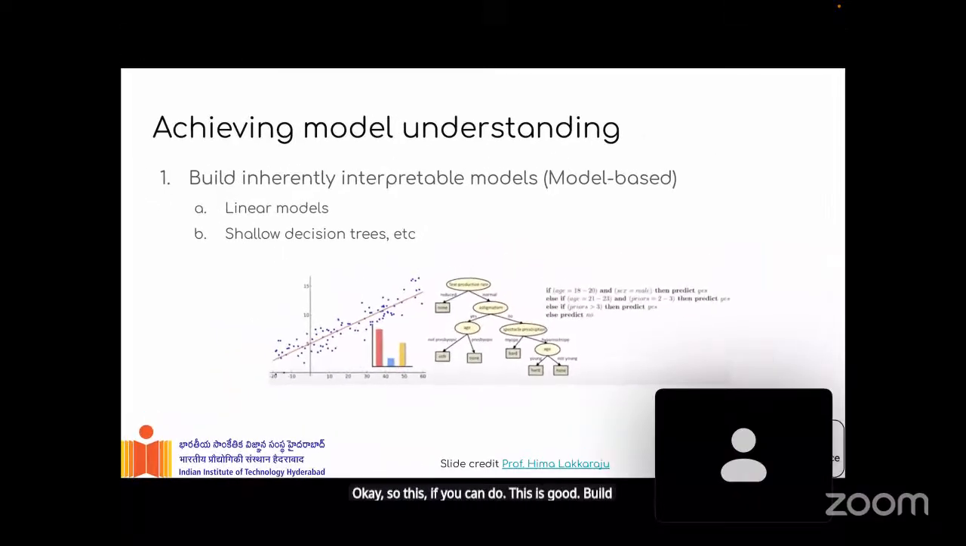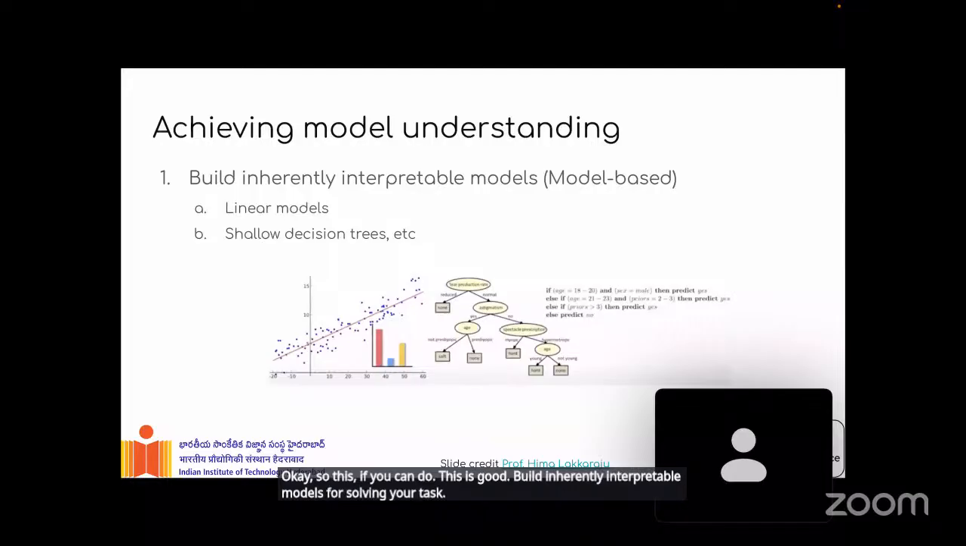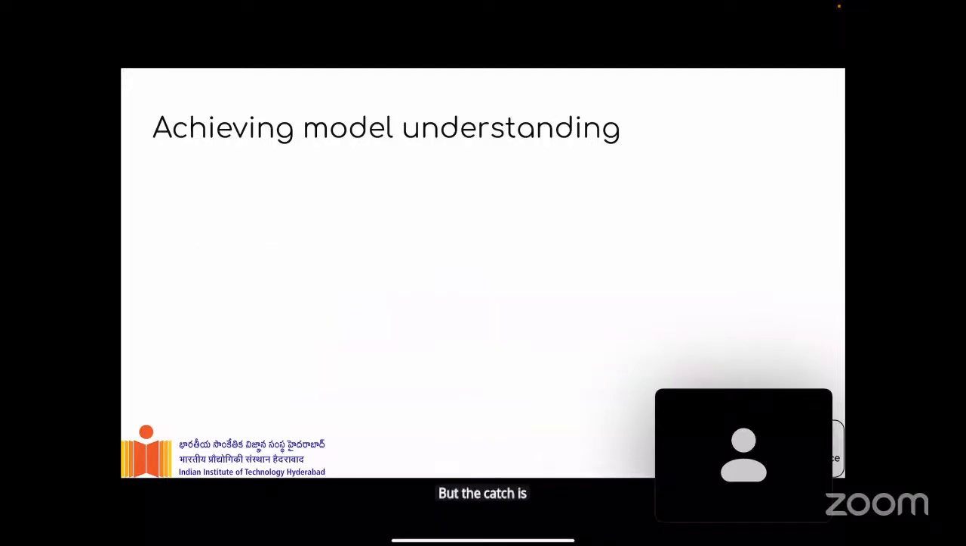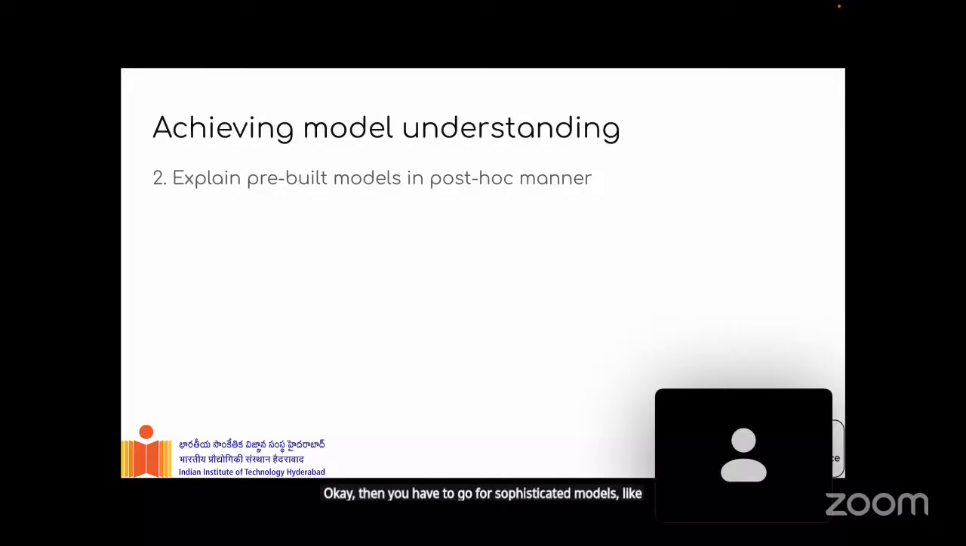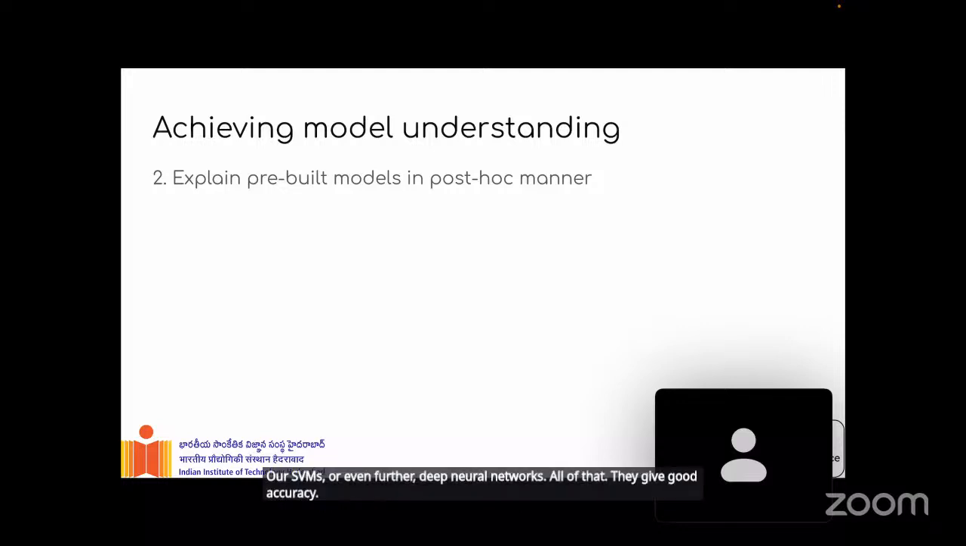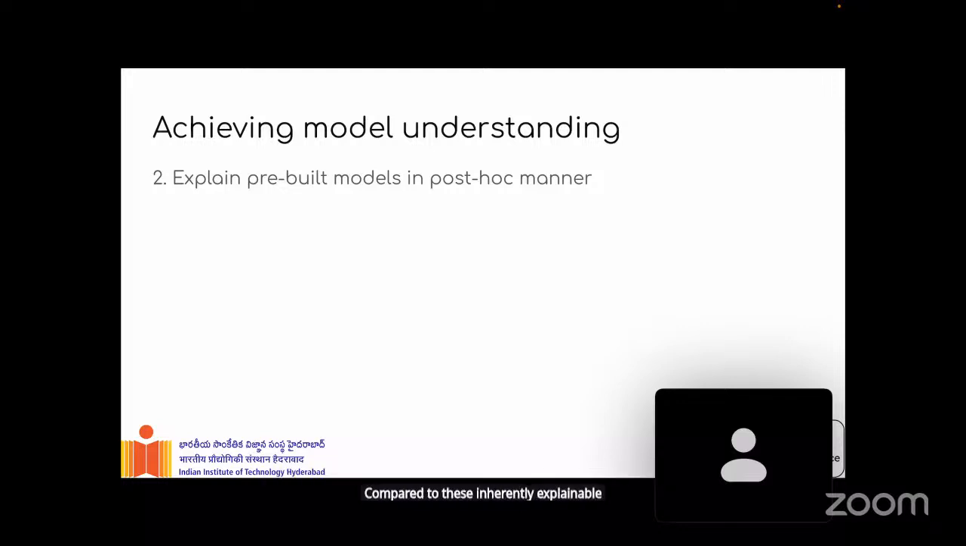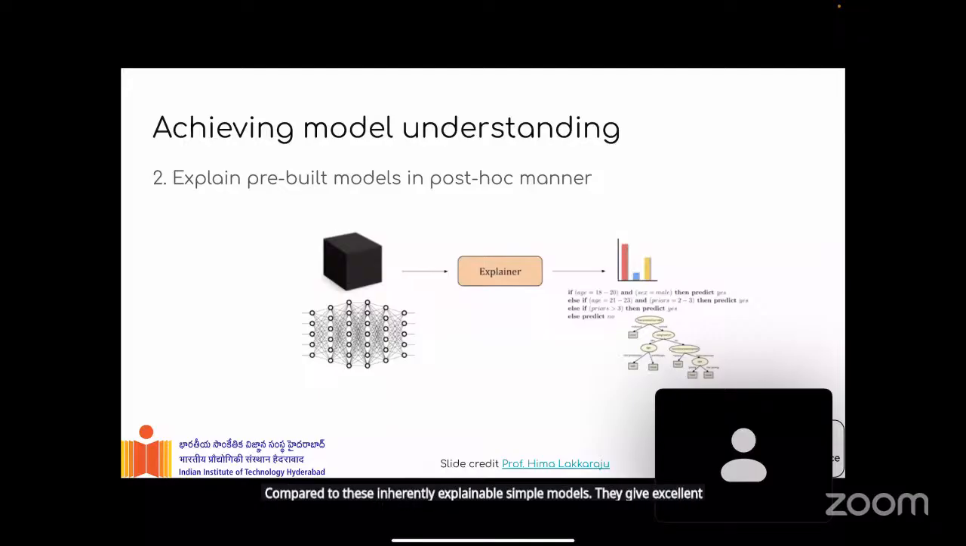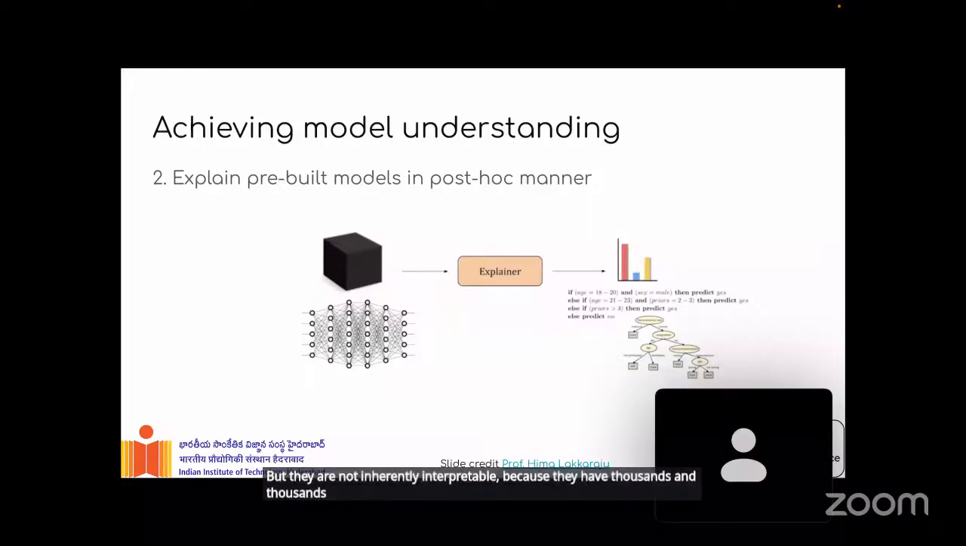If you can, build inherently interpretable models for solving your task. But the catch is that these models are not sophisticated. They suffer poor accuracy. Then you have to go for sophisticated models like random forest or SVMs or even deep neural networks. They give excellent accuracy compared to these simple models, but they are not inherently interpretable because they have thousands and thousands of parameters, tens of layers. It is difficult for you to understand.